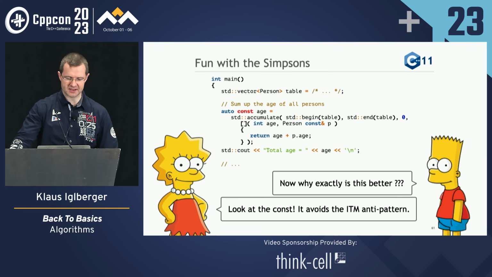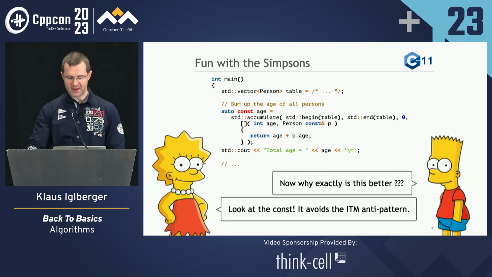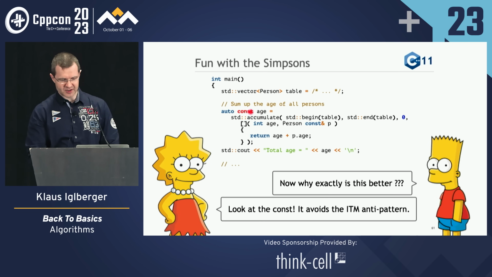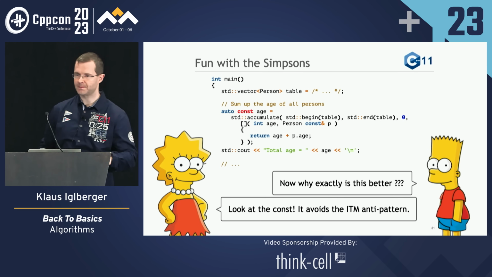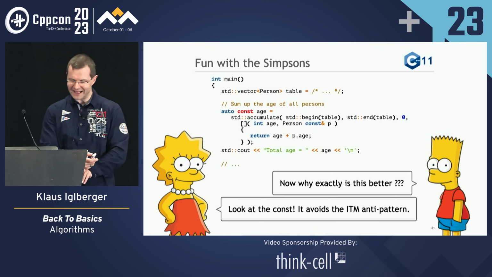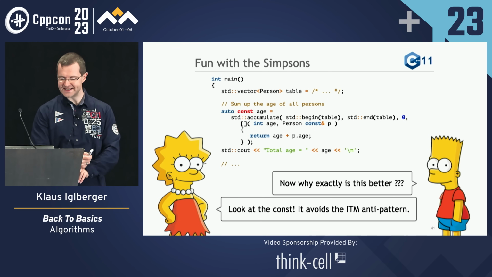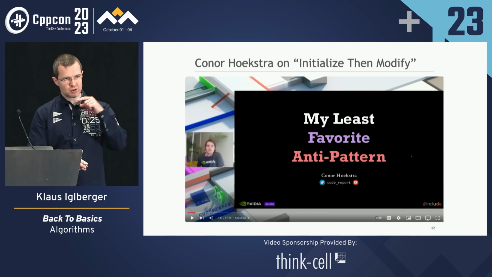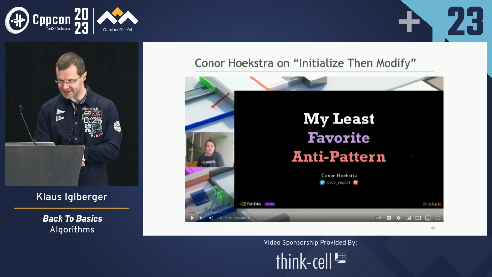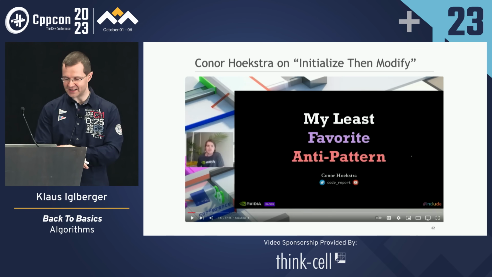Look at the const. Indeed, before with the for loop we couldn't make this const because the value was changed. But now we can actually make this const. And this avoids a very common anti-pattern, the so-called ITM anti-pattern. ITM standing for initialize then modify. This is the anti-pattern that Kevlin Henney talked about a couple of years ago very often. So it really is an anti-pattern.